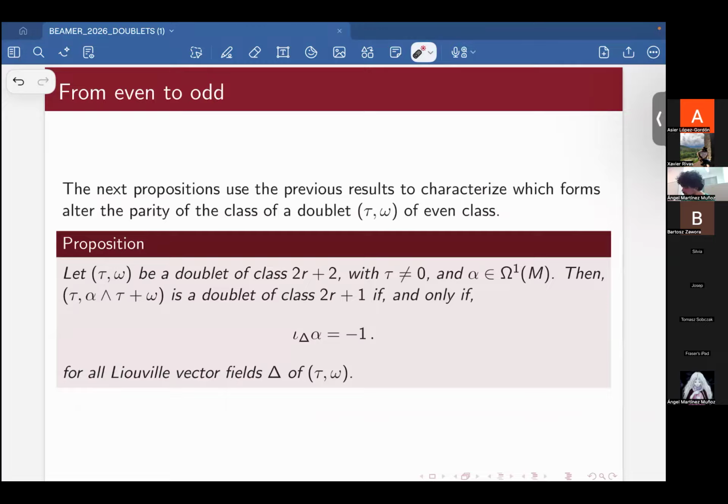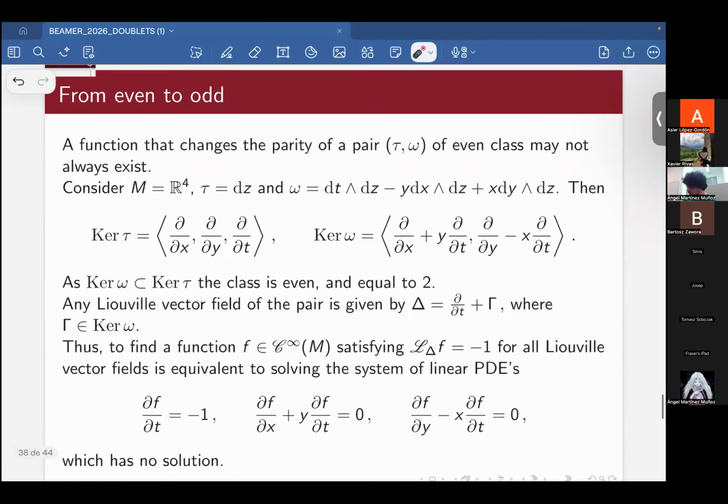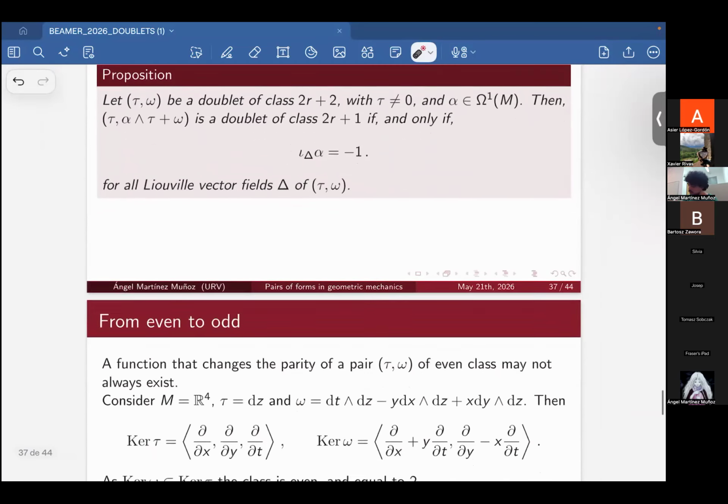Well, as it turns out, the condition for that is very nice. So if you start with a doublet of class 2r plus 2, then the new doublet, the transformed doublet, will have class 2r plus 1 if and only if you have this condition here with the Liouville vector fields. So the contraction with the one form by any Liouville vector field is -1. So this will be very useful, as you will see, to prove some results.